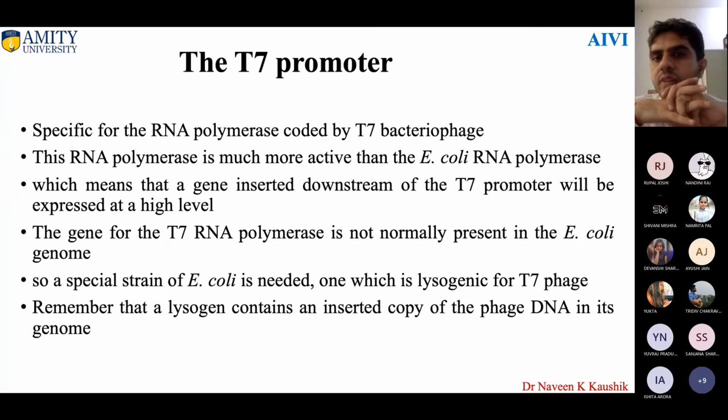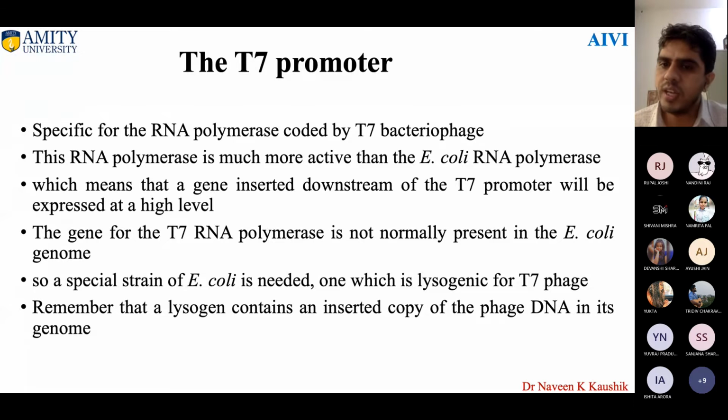This is an RNA polymerase much more active than the E. coli RNA polymerase. This is the beauty of this RNA polymerase, that its activity is faster than the host RNA polymerase, which means the gene inserted downstream of the T7 promoter will express at a high level. So this promoter is stronger, with the RNA polymerase also stronger in this case. The gene of T7 is not normally present in E. coli, so you need a special strain which has this T7 bacteriophage RNA polymerase.